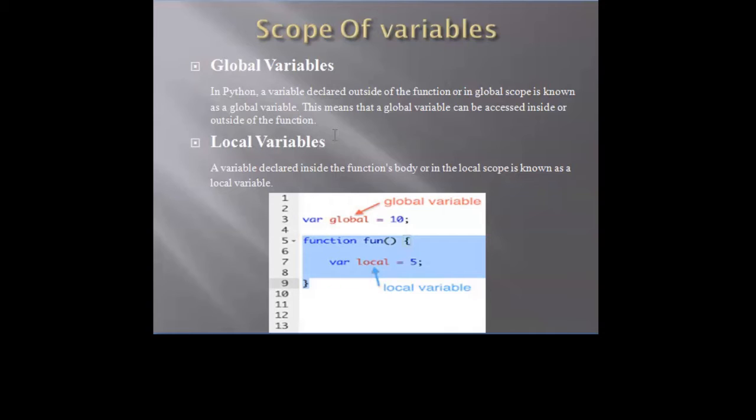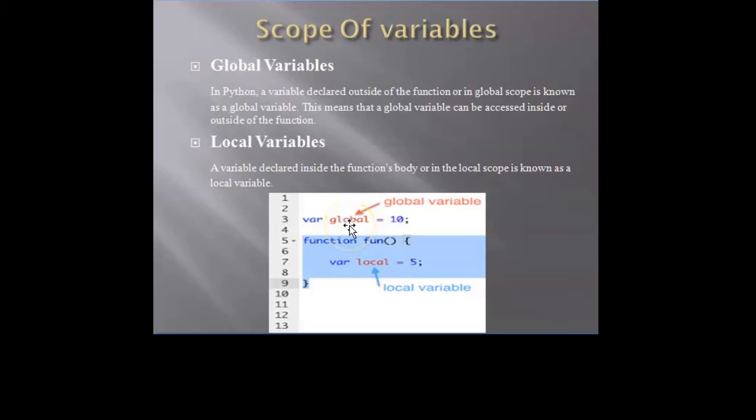Just for example, look at this figure. This is a piece of code I have taken. Here you can see this global variable which is defined as 10, defined outside a function. So this variable can be used outside the function and also inside the function fun. That's why this is a global variable. Its scope is global. It can be used or operated anywhere in the program.